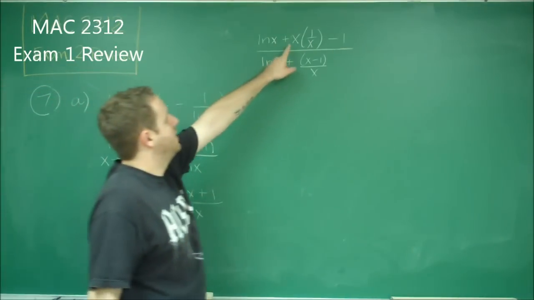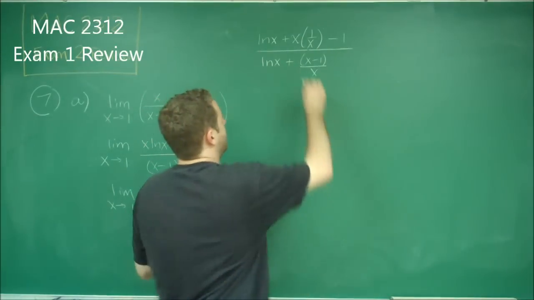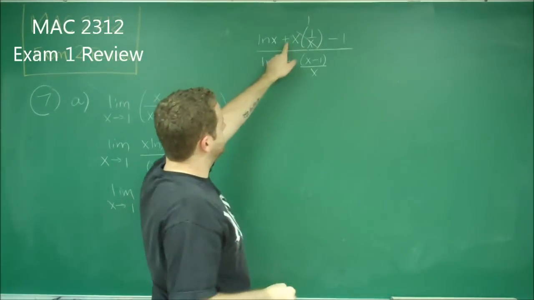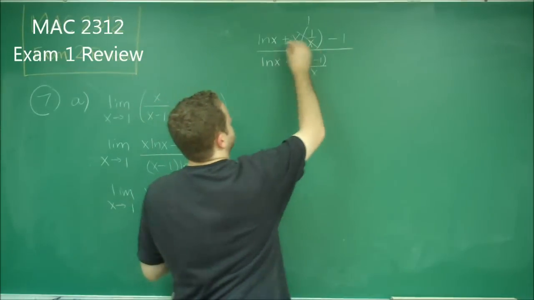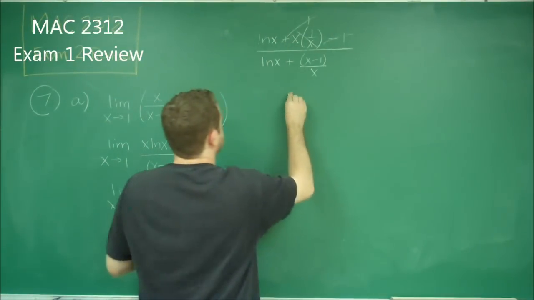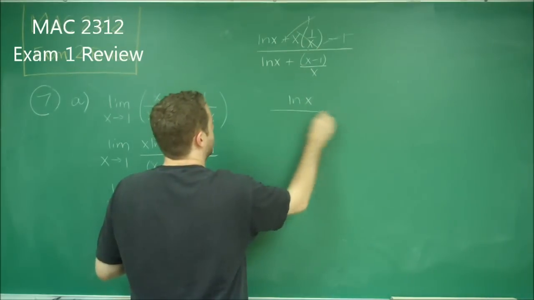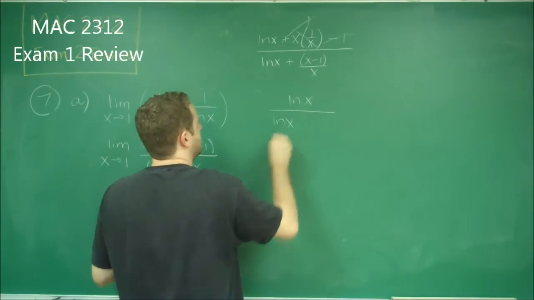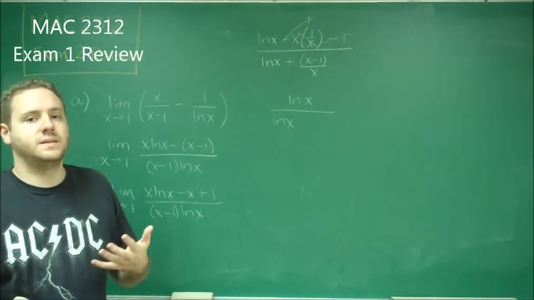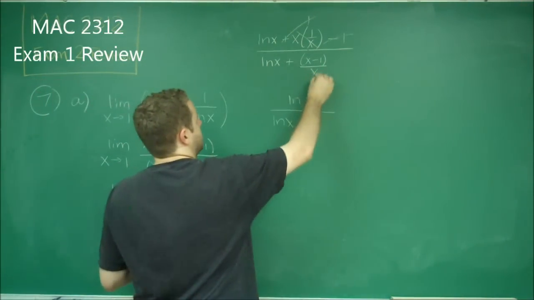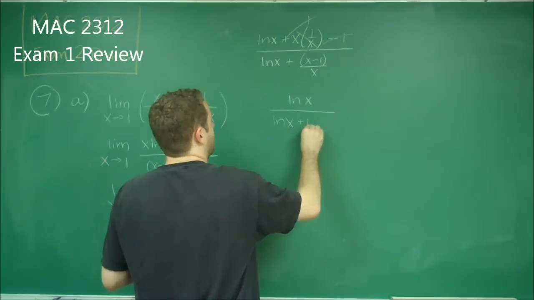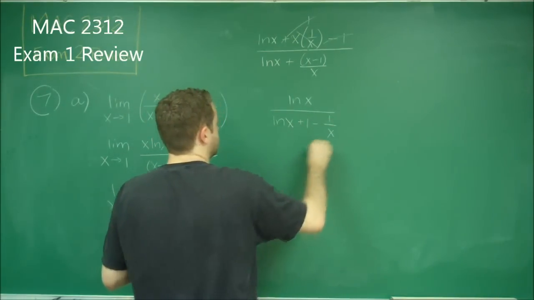You can see here that x times 1 over x is just 1. And we have plus 1 minus 1, which cancel out even further. So this just becomes ln x over ln x. And I can make this even easier as well by splitting this into two fractions. This is going to be plus 1 minus 1 over x.